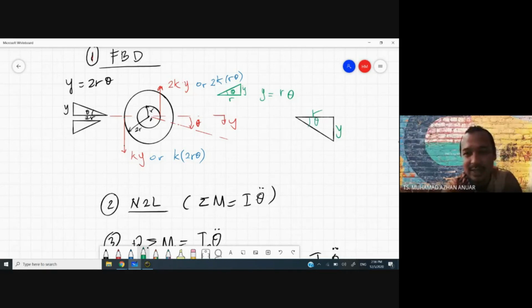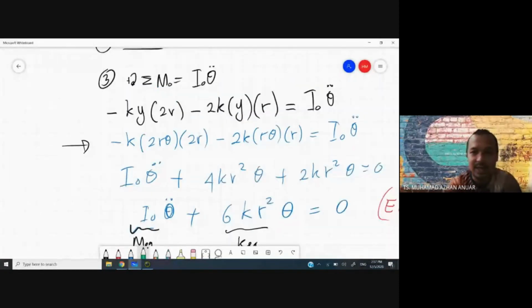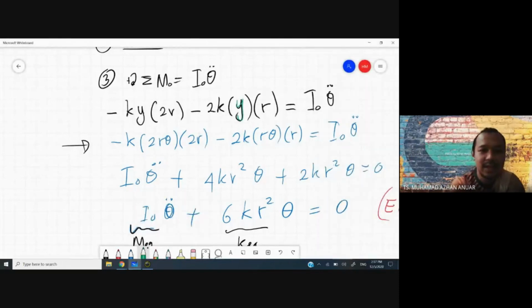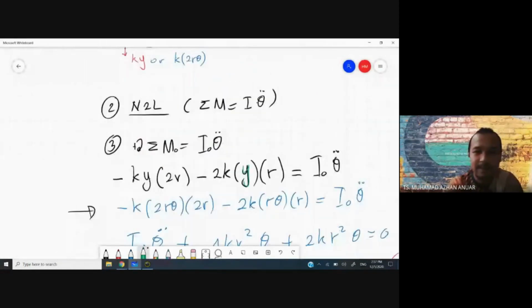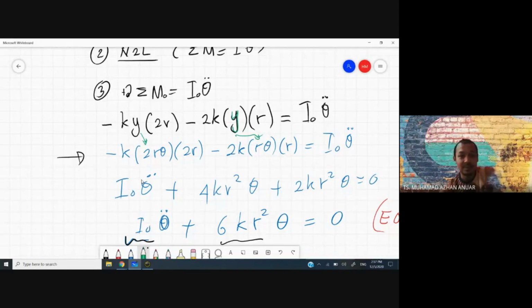So, angle dia theta kat sini. So, Y ni is equal to R theta. So, that's why bila saya derive, yang dekat tempat 2K, panjang dia, Y dia is R theta. Ini yang green color saya pakai tadi. Yang the first one tu saya pakai color hitam. Okay, so Y ni adalah R theta. This Y adalah 2R theta. It's two different things over there. That's why dia jadi macam tu. Okay.